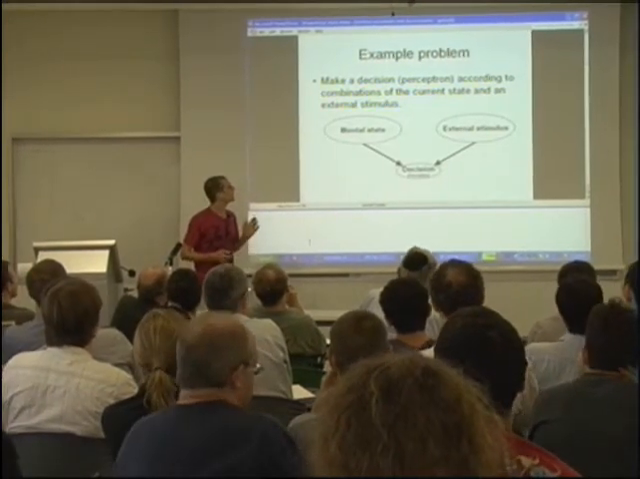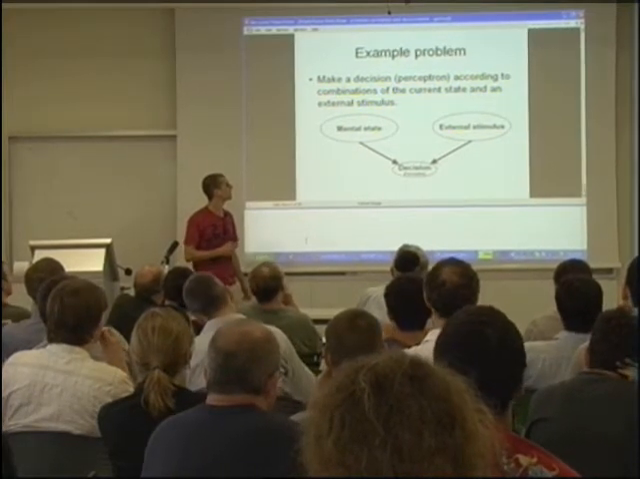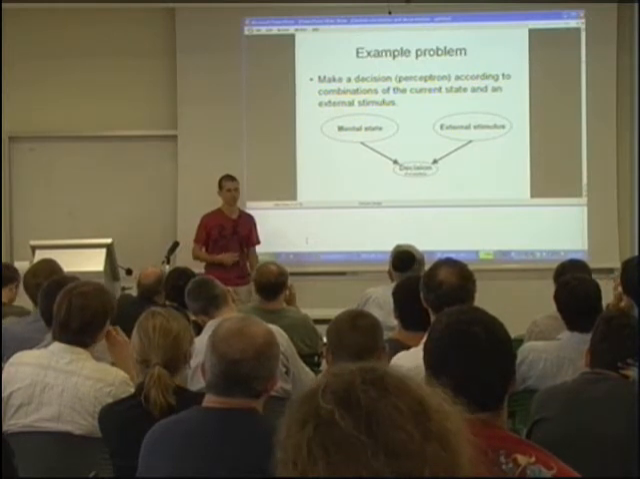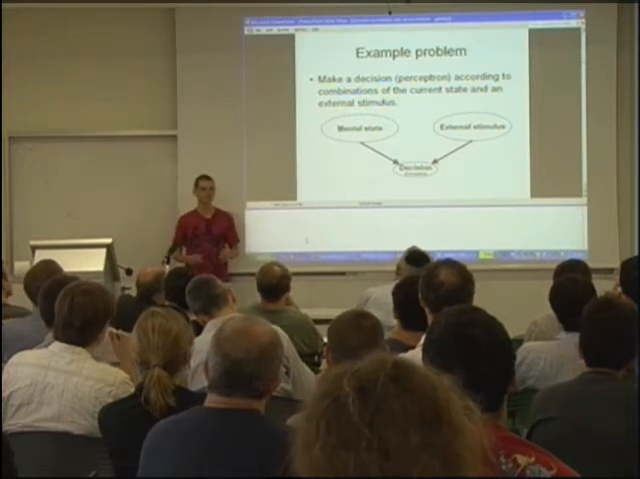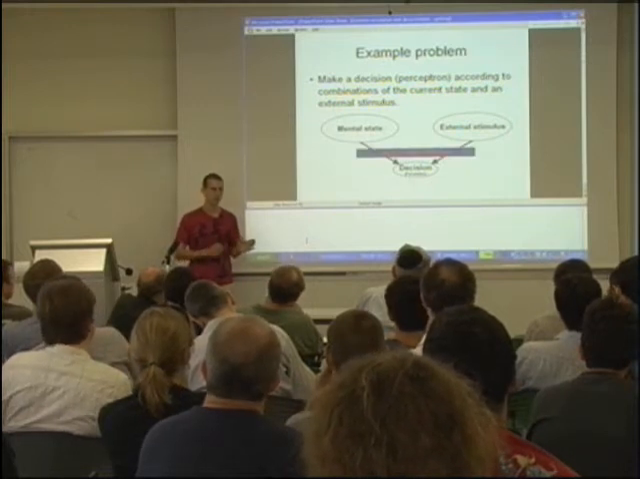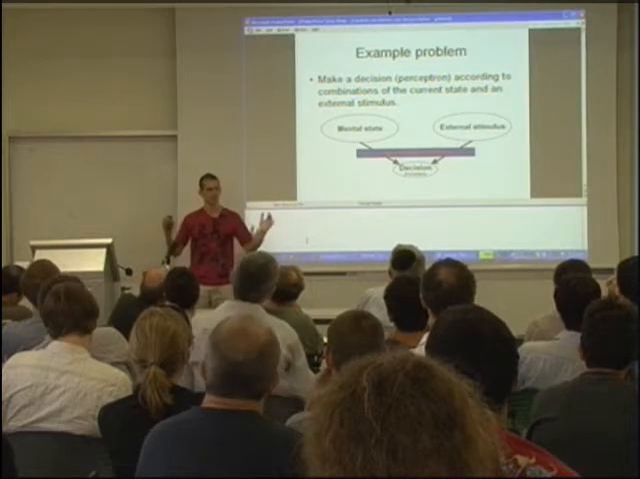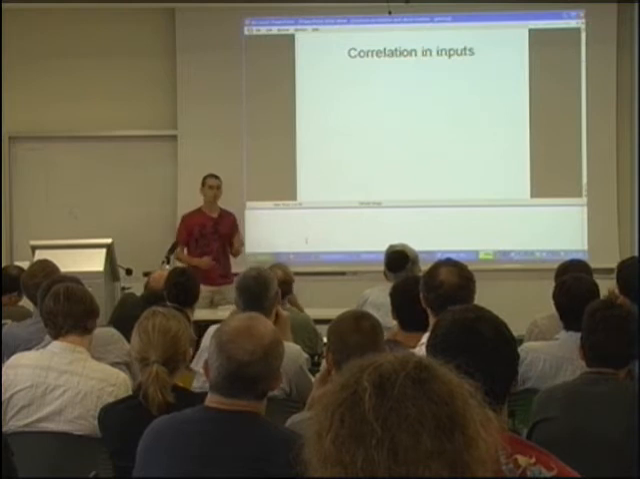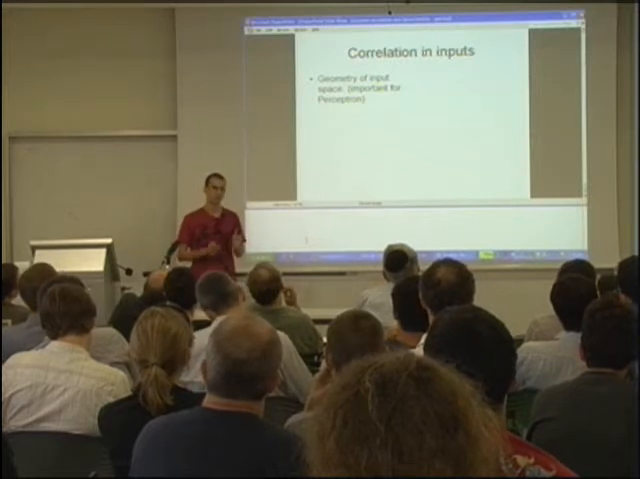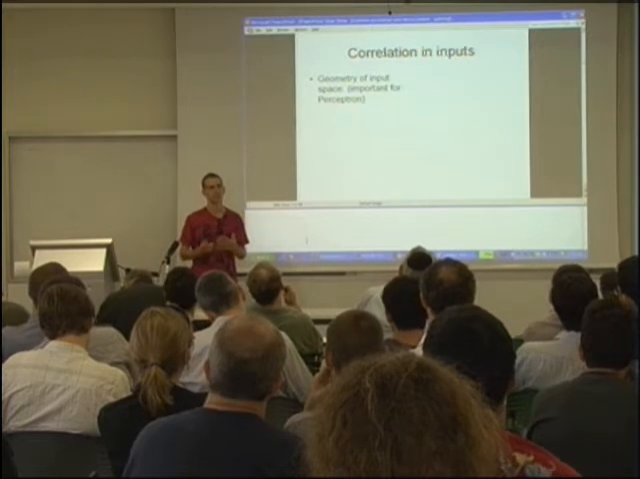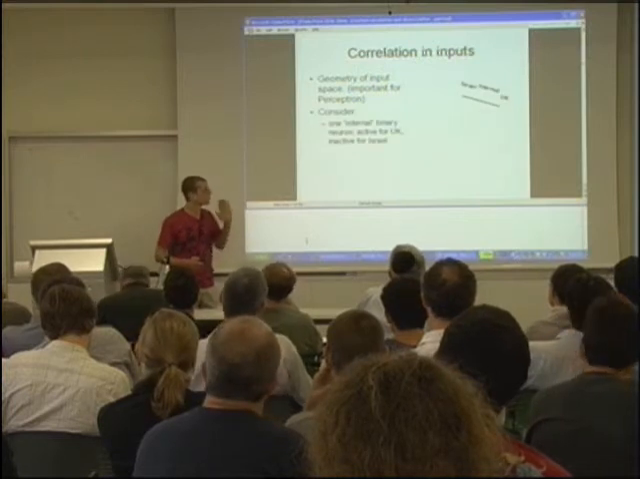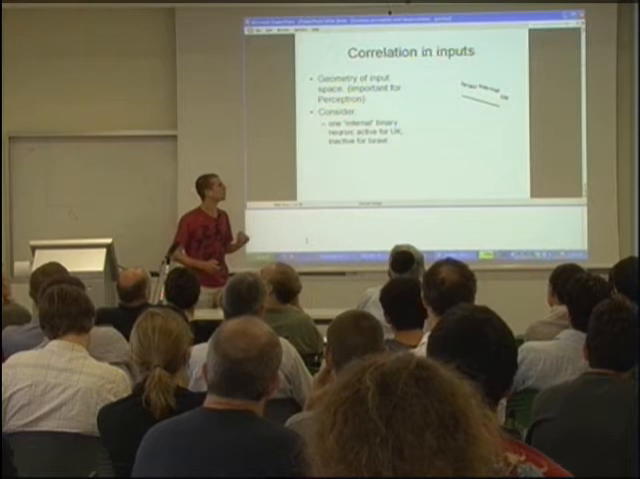Now, in general, what I'm interested in is looking at a mental state or internal and external stimulus and how they combine to give me a decision, which in my case, I'll be studying a perceptron as the decision-making machine. So note that the input to this decision perceptron is both the external and the internal state. It's a combined input. Now, what do I mean by correlation in inputs? So let's look at the geometry of the input space. And if we're looking at perceptrons, then this is quite important as it will determine the capacity or the classification abilities of a perceptron.